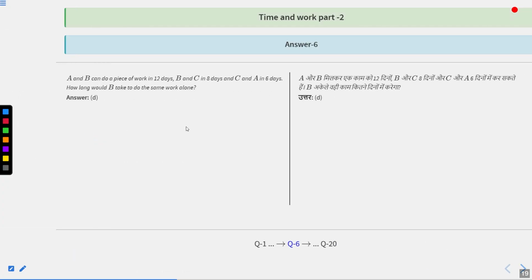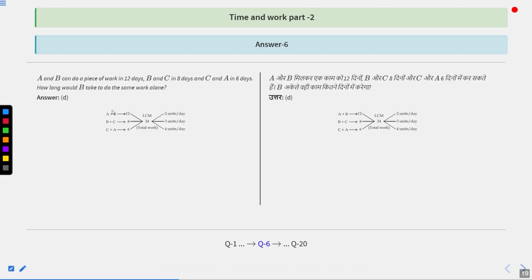Time's up. Let's see the solution. Now we can use the LCM method. A plus B together take 12 days. B and C take 8 days. It is given. And A and C take 6 days. So the LCM will be 24. This is our total work.